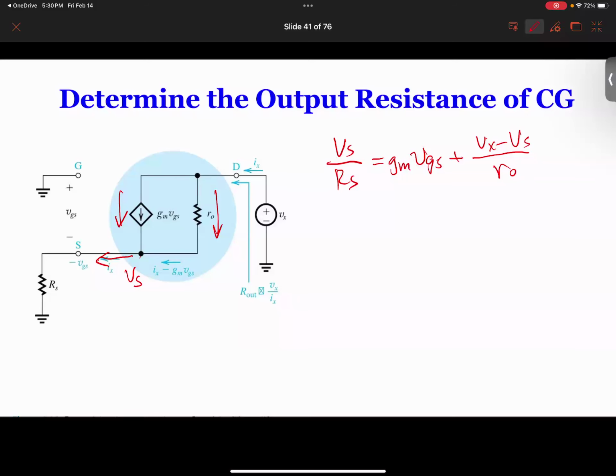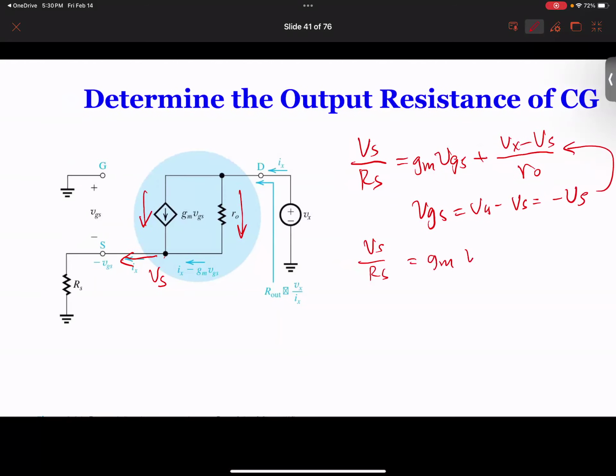So VGS is VG minus Vs. Well, we have Vs here, which means our VGS is going to be Vg minus Vs, which is minus Vs. So we simply plug in this one to here. We'll get Vs over Rs equal to Gm times VGS, which is minus Vs. So we're going to have a minus sign here. And then we have plus Vx over Ro minus Vs over Ro.